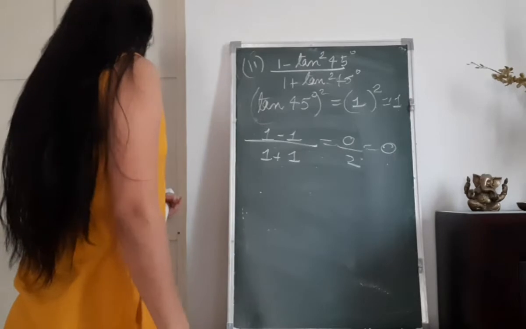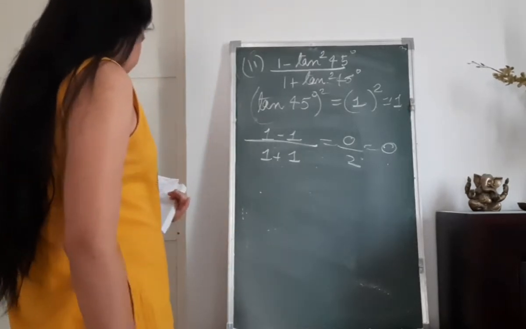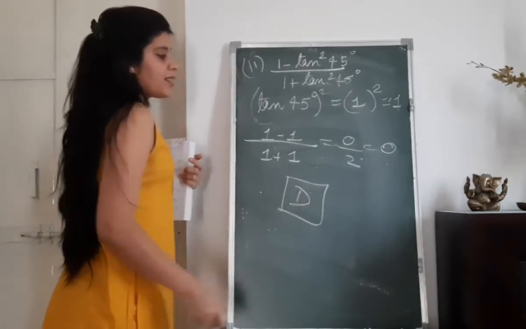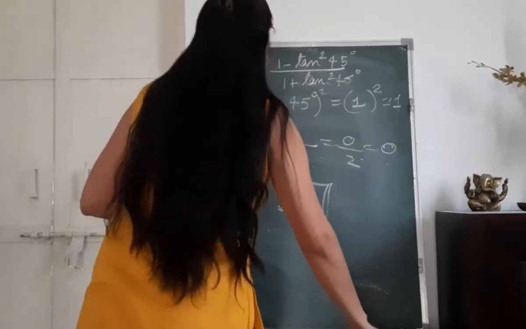So which is our answer in the options A, B, C, D? Clearly D is our option which is matching our answer, that is 0. Therefore the answer for this question is D. Let's move on to the third part.